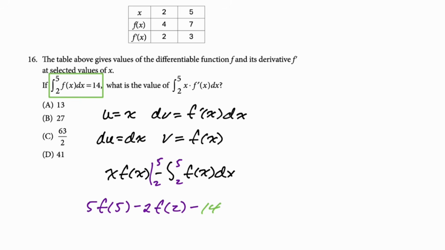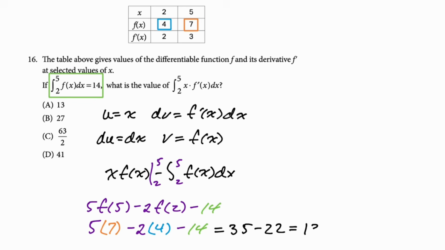All right, we need to know f of 5 and f of 2. So f of 5 is 7, and then minus 2, f of 2 is 4. And so now we just have to do arithmetic. We're going to get 35 minus 22, which is 13. So we will box A.